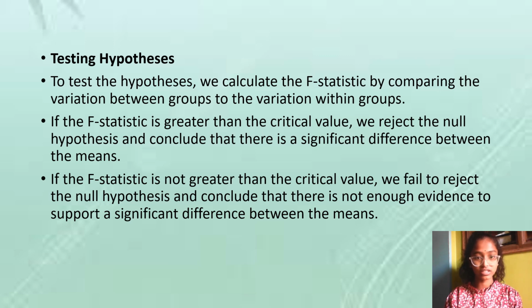And next, let us see the testing of the hypothesis. To test the hypothesis, we calculate the F statistic by comparing the variation between groups to the variation within groups. If the F statistic is greater than the critical value, we reject the null hypothesis and conclude that there is a significant difference between the means. If the F statistic is not greater than the critical value, we fail to reject the null hypothesis and conclude that there is not enough evidence to support a significant difference between the means.